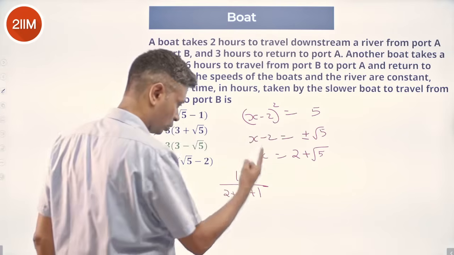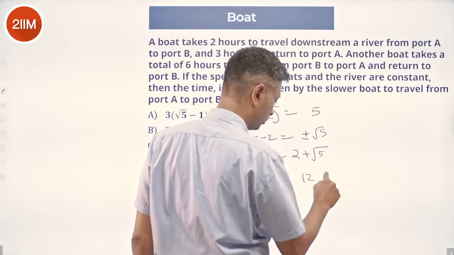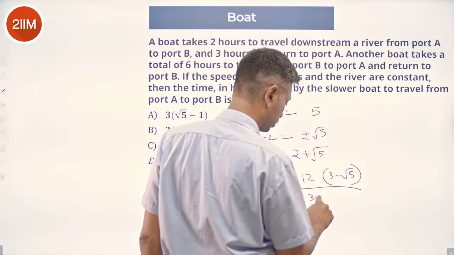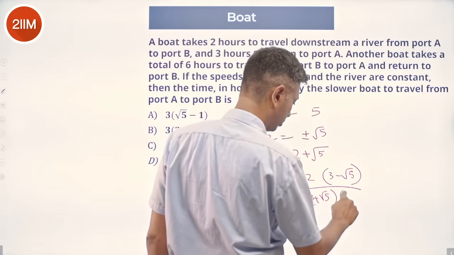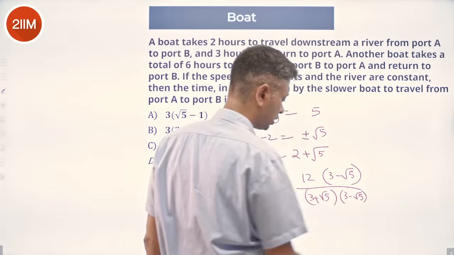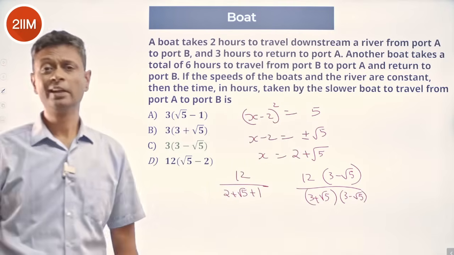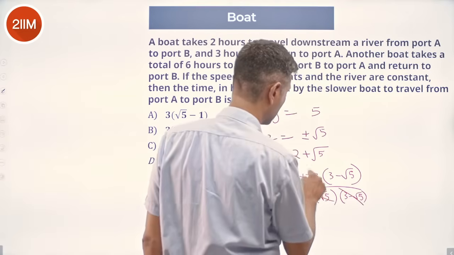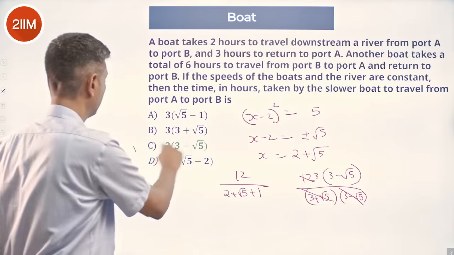So 12 by 3 plus root 5, 12 into 3 minus root 5 by 3 plus root 5 into 3 minus root 5. 3 plus root 5 into 3 minus root 5 is 9 minus 5, 4. 12 by 4 is 3. 3 times 3 minus root 5 is the answer.